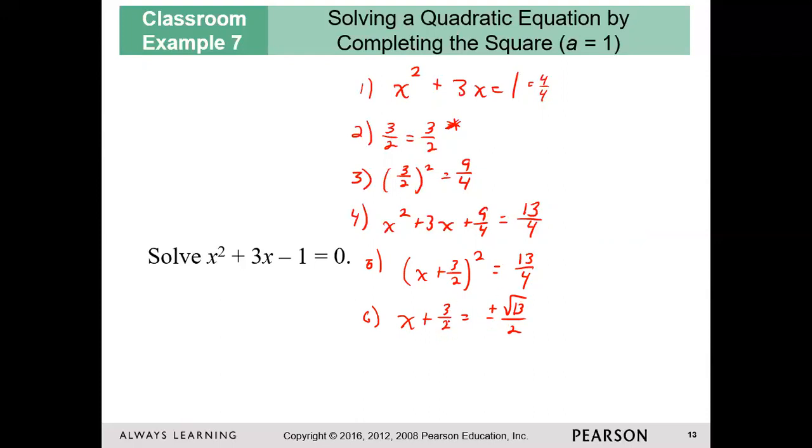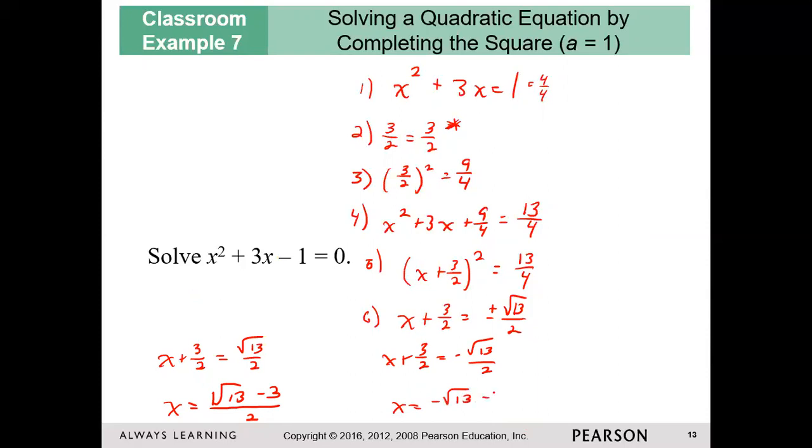And now, last but not least, I have to split this up into 2 separate equations. x plus 3 halves is equal to square root of 13 over 2, and x plus 3 halves is equal to negative square root of 13 over 2. I said I wasn't going to do every single step, but we're so close now, I might as well finish it up. So this will give us x is equal to square root of 13 minus 3, all over 2, and x is equal to negative square root of 13 minus 3, all over 2.